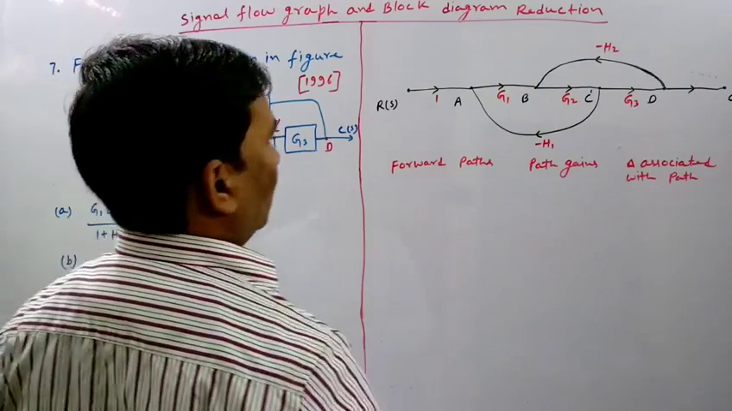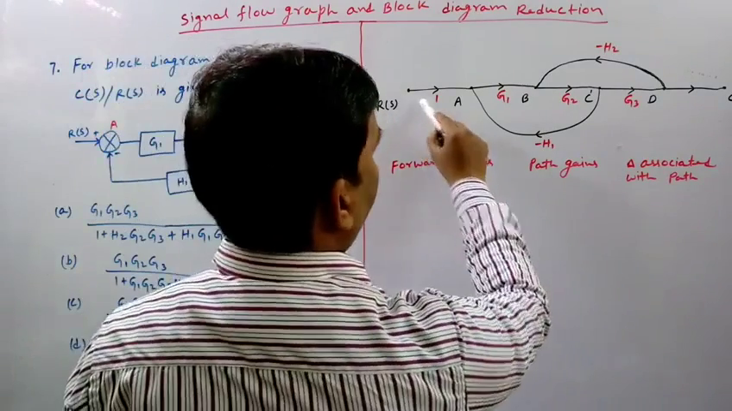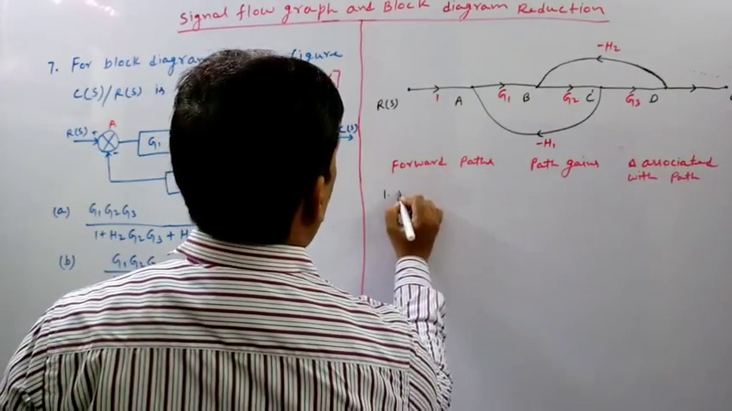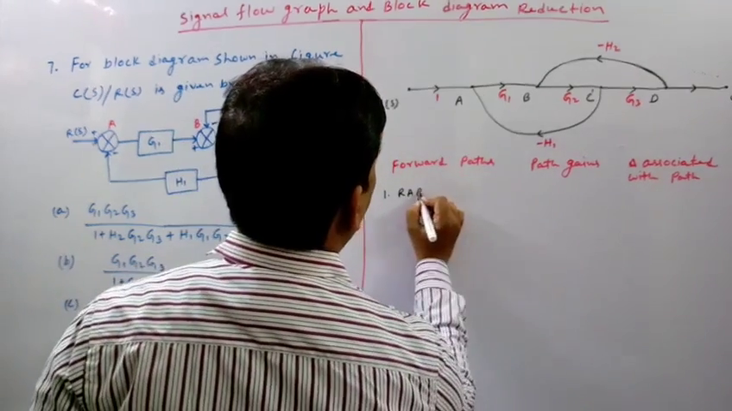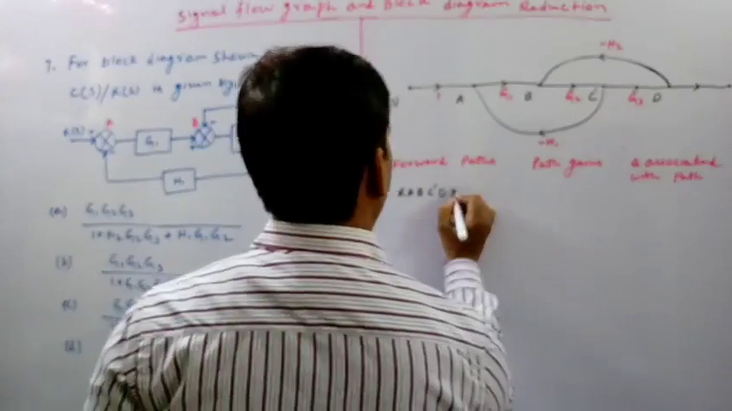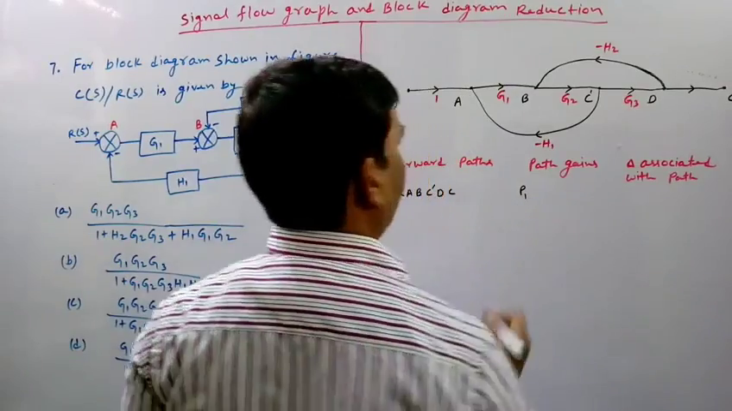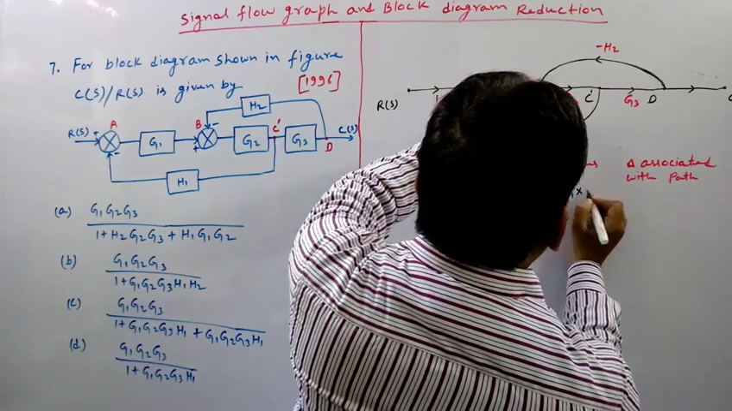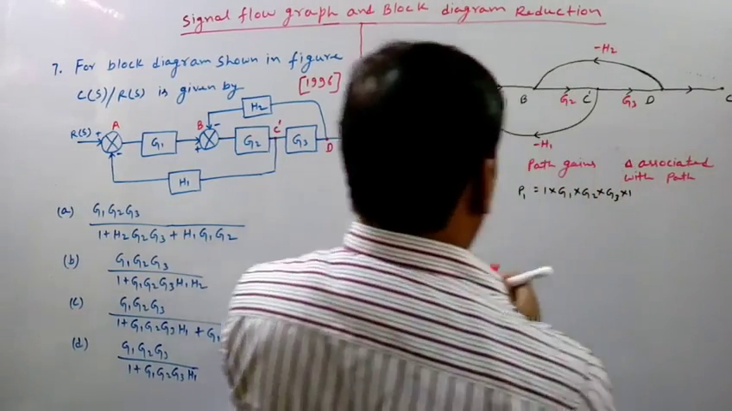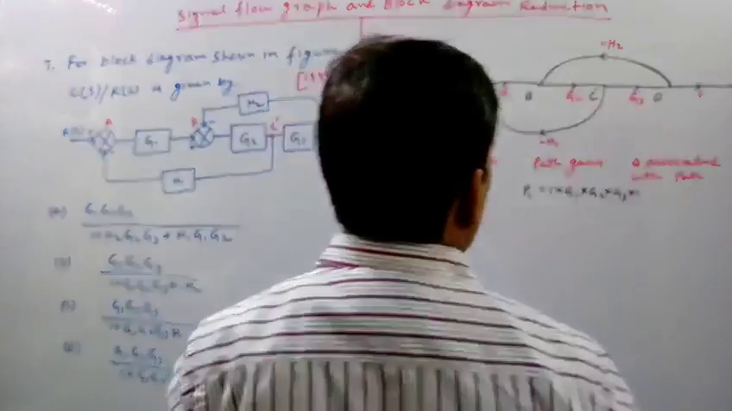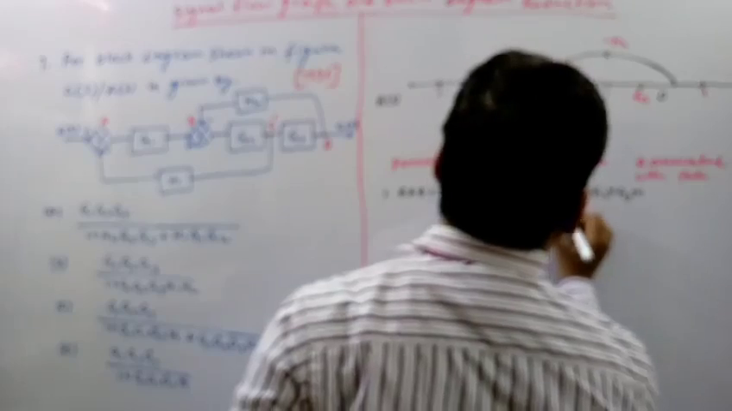Now what are the forward paths? As we can see there is only one forward path. So the forward path is R, A, B, C dash, D, C. Let us denote this path gain by P1. So P1 will be nothing but 1 multiplied by G1 multiplied by G2 multiplied by G3 multiplied by again 1. The path gain from this path is also 1. That's why it will be G1, G2, G3.